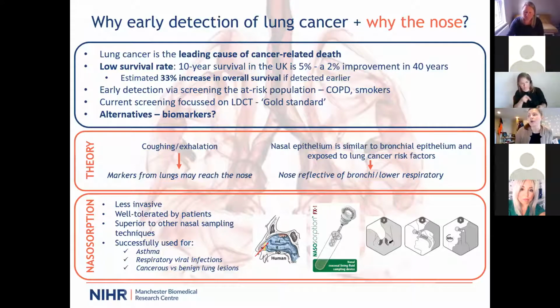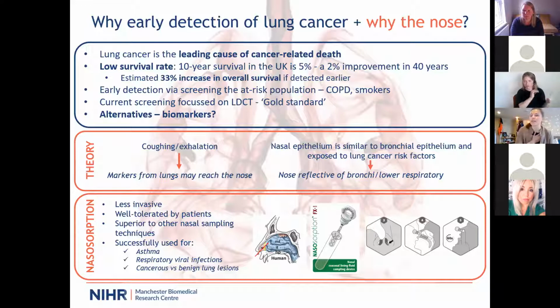But actually, the majority of lung cancers are diagnosed quite late, once the cancer has spread past the lungs and metastasized. And we estimate that we could achieve a 33% increase in overall survival just by detecting these lung cancers earlier, at stage 1 or perhaps 2, while they're still within the lung and not spread to the rest of the body. But lung cancer has quite generic symptoms, things like a cough and shortness of breath, that tend to overlap with the risk factors for lung cancer, which are things like chronic obstructive pulmonary disorder, or COPD, and smoking. So the best way to do this is going to be via screening the at-risk population.